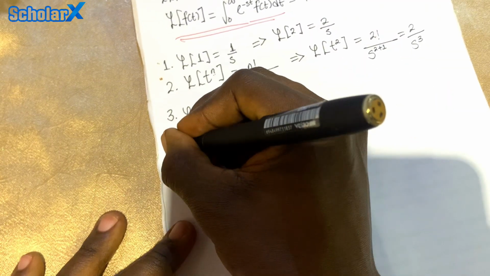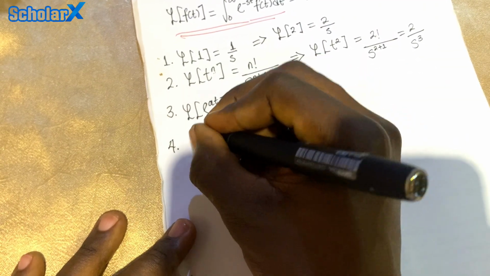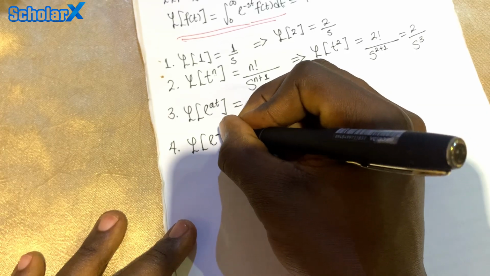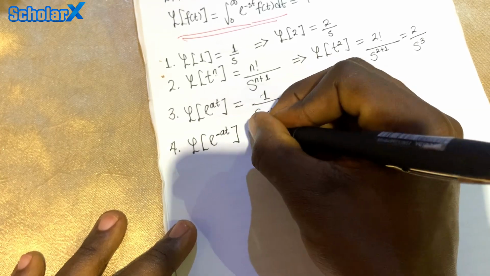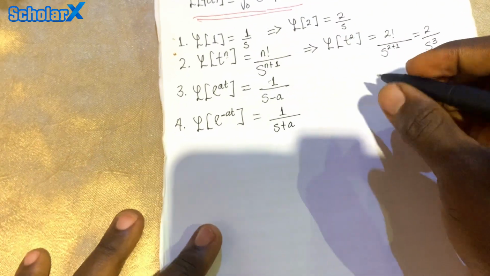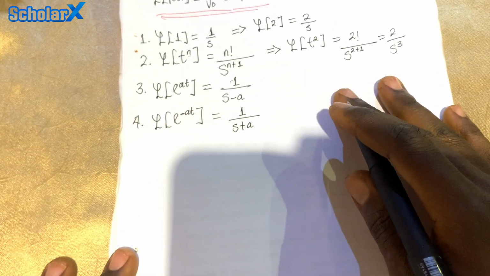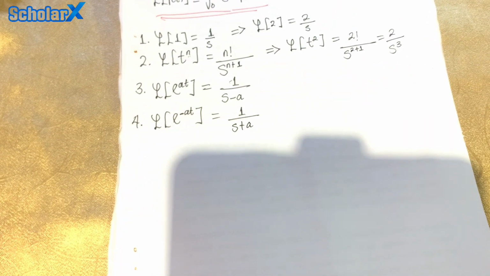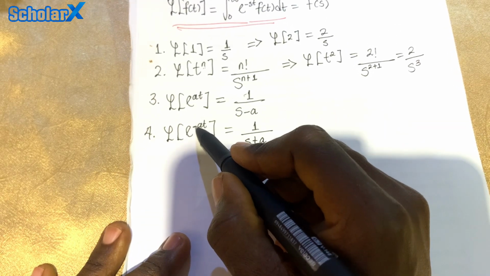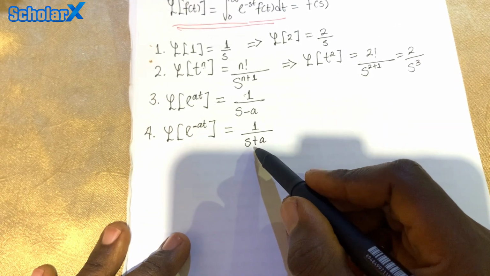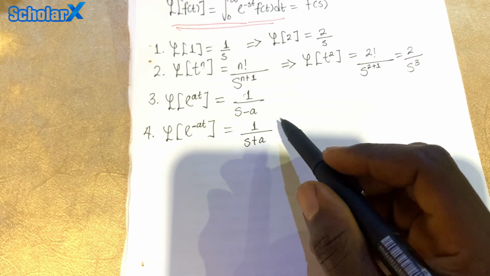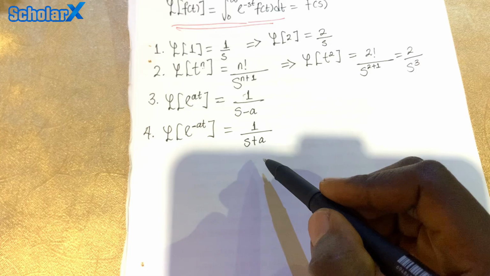Now let's look at another one. Still this exponential. The Laplace transform of e to the power of minus at this time is 1 over s plus a. You can see that when it's negative here, it is positive here. So the Laplace transform of e to the power of minus at gives us 1 over s plus a.